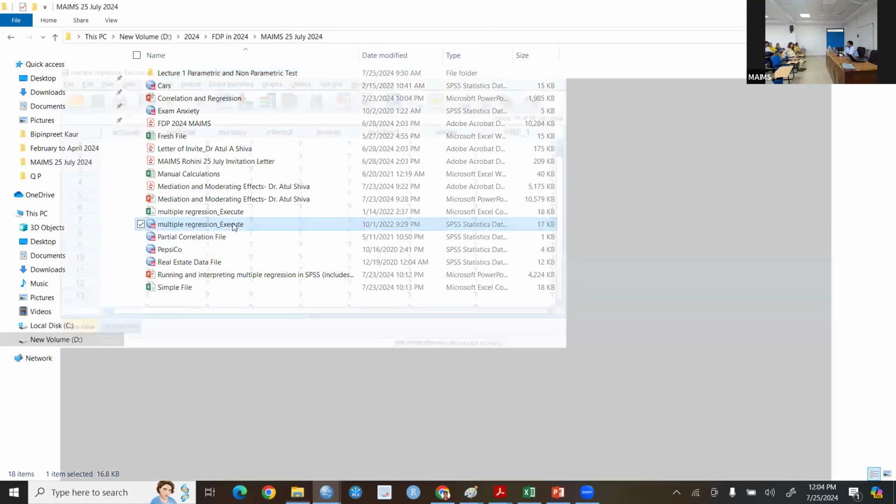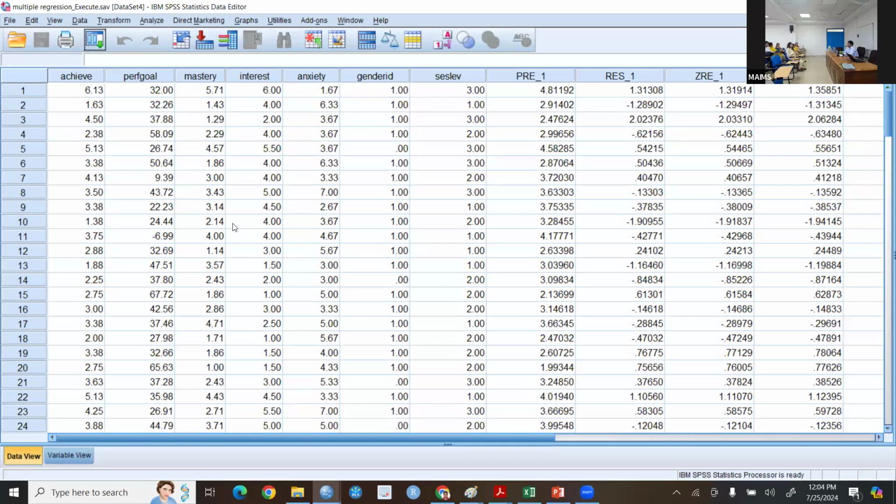I have given you a file, multiple regression underscore execute. That is the name of the file. In one bench, if there is one laptop, good enough, you can see how the test is executed. If you want to note down the steps, where to click and where to get the results, you should write that down, right? Take a copy and note down how you can check the normality of the result.